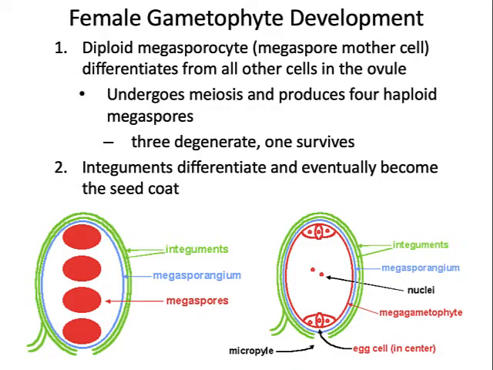The female gametophyte in angiosperms develops as follows. First, a diploid megasporocyte, which is another word for the megaspore mother cell, differentiates from all other cells in the ovule. This megasporocyte undergoes meiosis and produces 4 haploid megaspores. 3 of these megaspores break down and degenerate, and 1 of them survives. The integuments that surround this structure differentiate and eventually become the seed coat.